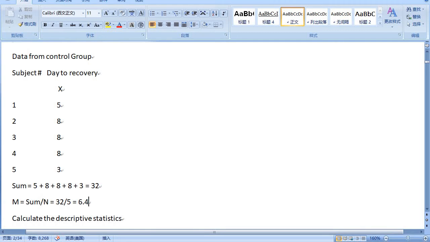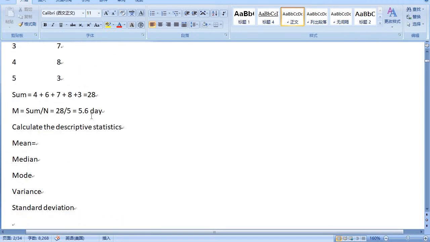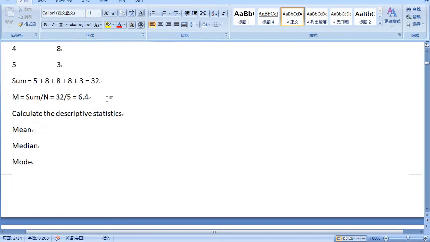6.4 days for the second group, for the placebo group. The mean looks really good. So the group that took the medication took 5.6 days to get well, but the group that took the placebo took 6.4 days to get well. Seems this data supports my hypothesis. Looks really promising. And here is the trick.